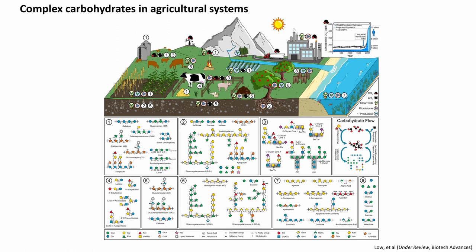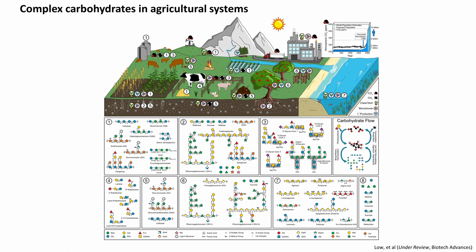So we can have primary production. This is the growth of crops, or animal production, considering our beef products or dairy, poultry and swine. We're very interested in the interaction between these different ecosystems and carbohydrates and bacteria. So this is how we think about agricultural production in my group.